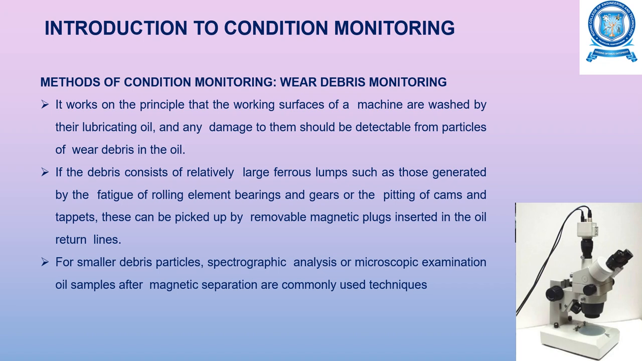If the debris consists of relatively large lumps of ferrous material, such as those generated by the fatigue of rolling elements, bearings and gears, or the pitting of cams and tappets, these can be picked up by removable magnetic plugs inserted in the oil return lines. And for smaller debris particles, you can use spectrographic analysis or microscopic examination of oil samples after magnetic separation, which are commonly used techniques. So this is how wear debris monitoring is carried out.